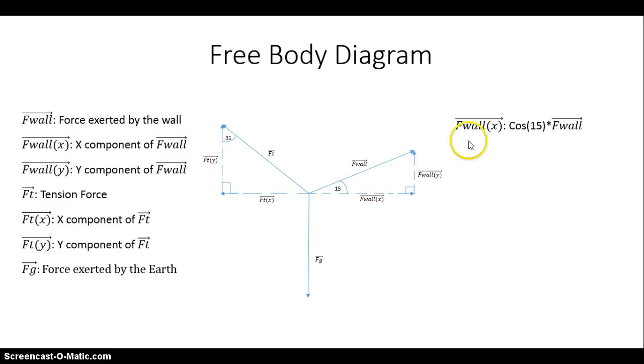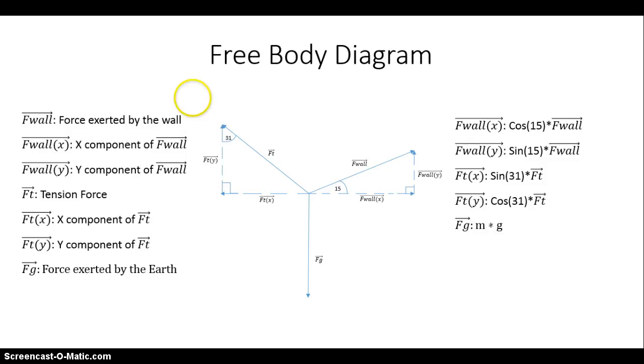We also know that F wall X, the X component, is equal to cosine of 15 times F wall, because we use trigonometric functions to solve this. Also, F wall Y is sine of 15 times F wall, then Ftx is sine of 31 times Ft, and Fty is cosine of 31 times Ft. We also know that Fg equals mass times gravity.